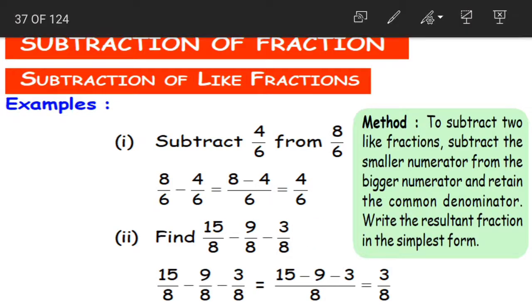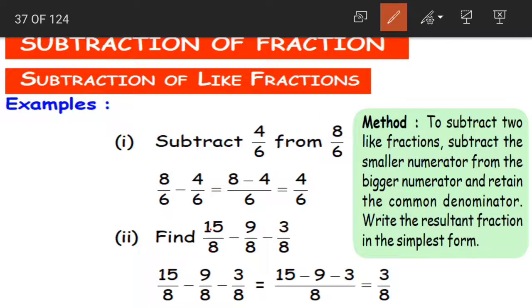Yes, understood? Here the simplest form would be, we can still divide these by 2. 4 divided by 2 is equal to 2. 6 divided by 2 is equal to 3. What is the answer here, children? 2 by 3 is the simplest form of the difference of these fractions.